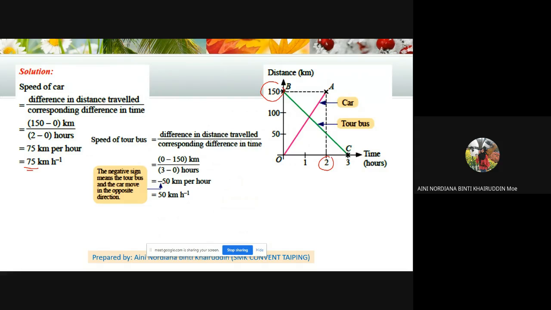Okay, gradient dia memang negatif lah sebab dia bentuk macam tu kan. Tapi sebenarnya speed dia adalah 50 km per hour. The distance equals 150 but the time taken for the tour bus is 3 hours. So the speed is 50 km per hour. So the question asks you to find the difference. So minus lah. 75 minus 50 equals 25 km per hour.